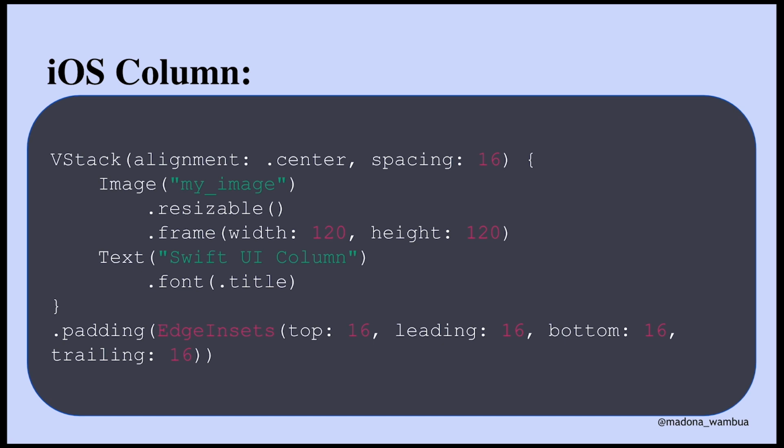Now, in SwiftUI, this is how they do it. Now, in SwiftUI, they use the VStack component, which is used to arrange child components vertically. Now, the image component is used to display an image, and the text component is used to display the text. Additional modifiers are used to set the layout and the styling properties of the column and its child components.